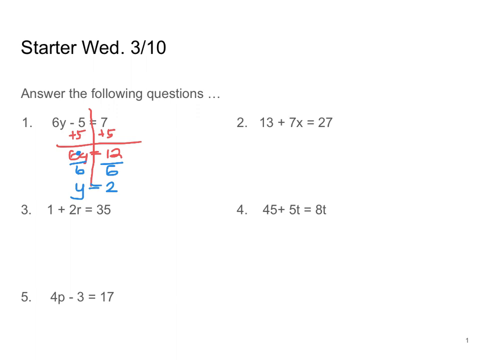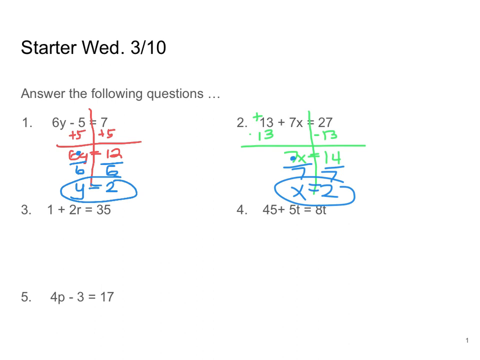All right, let's look at number 2. On number 2, again, we want to get variables on one side, numbers on the other. I have a positive 13. I want to move that 13 to the other side with the 27. Because I see a plus, I need to do a subtract. So we're going to subtract off 13 from both sides. So we have 7x equals 27 minus 13. That is 14. And then 7 and x are multiplying each other, so we are going to divide by 7. So then we have x equals 2.